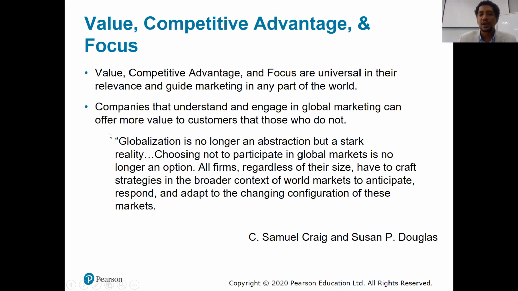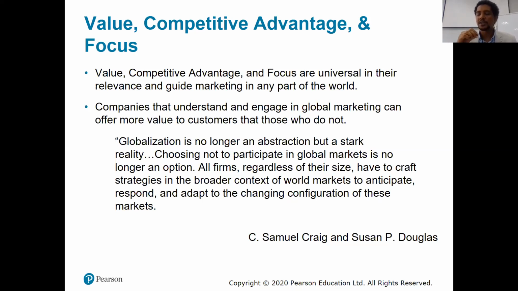So globalization is no longer an abstraction, but a stark reality. So it is happening, right? So choosing not to participate in global markets is no longer an option, okay? So as I have said earlier, you cannot say, I will not participate in global markets, okay? Because you don't have a choice. As we have said, customers can buy products from any brand anywhere in this world, okay, using computers, using the internet, and these products could be delivered to their location the next day or the day after, okay?